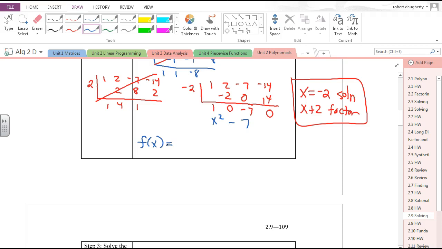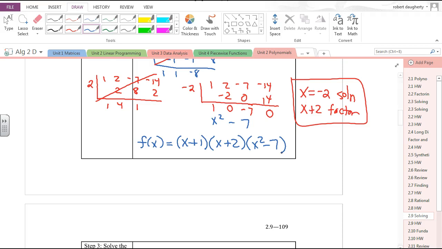What's the first factor I found? X plus 1. What was the next factor I found? X plus 2. And then what was I left with? X squared minus 7. Okay? So that is my factorization.